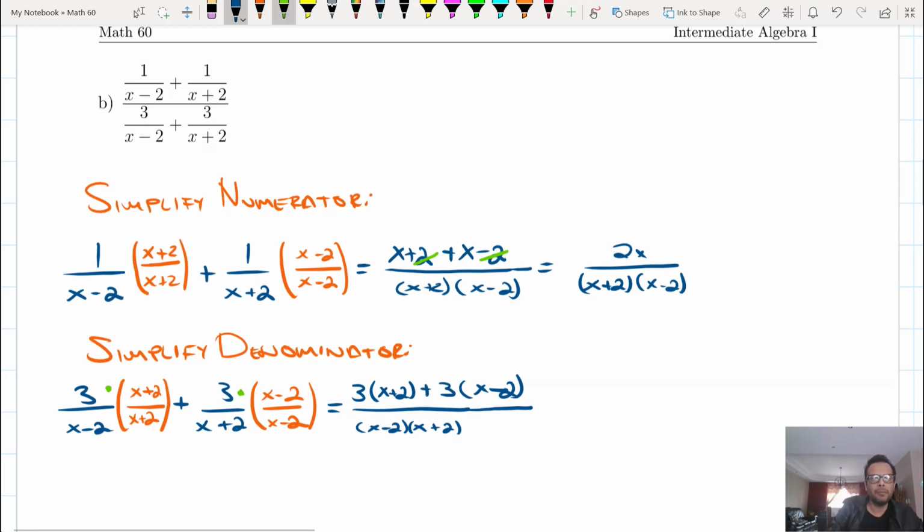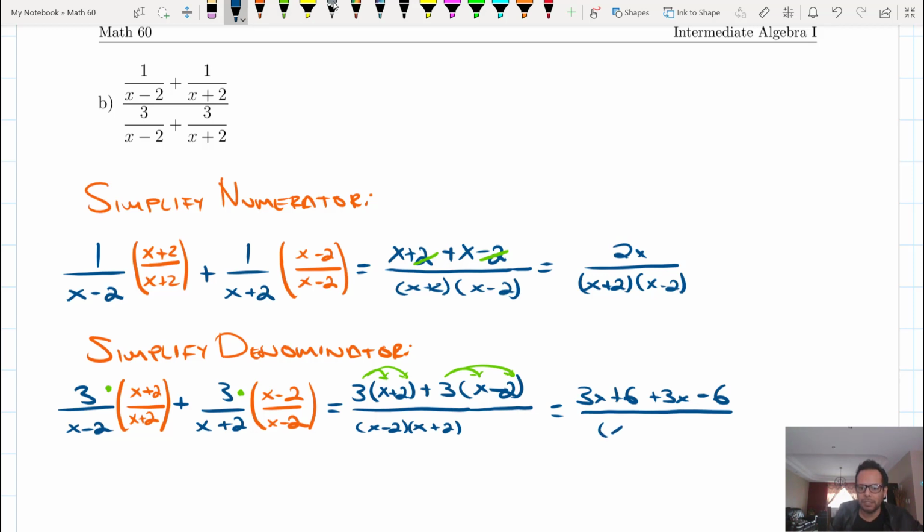And the next step will be, before we can combine any like terms, use the distributive property, just the same way I'm doing it here. And we're going to have 3x plus 6 plus 3x minus 6, the whole thing divided by the LCD, which is x minus 2 times x plus 2.